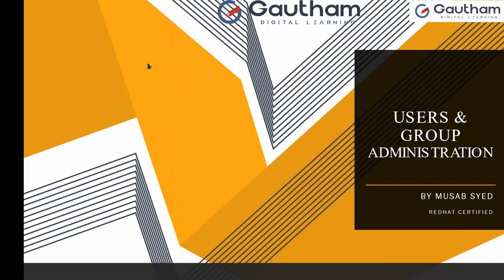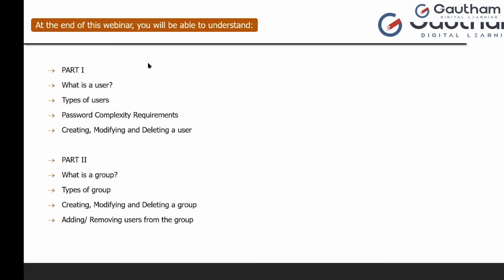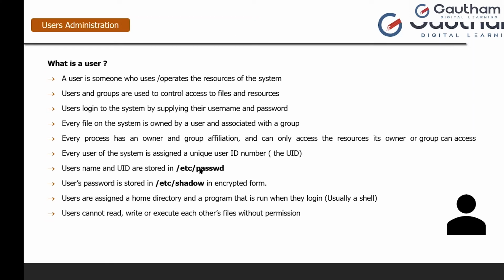Welcome again to this series, and in this series, we are now going to talk about another chapter, that is users and group administration, which is very important for any platform of Linux usage you are doing. Whether you are working for direct Linux administration or you might be using it with DevOps or any other platform, this concept is going to be very important. So in this chapter, we are going to talk about users, types of users, password complexity requirements, creating, modifying, and deleting a user. Then we are going to talk about what is a group, types of group, creating, modifying, and deleting a group, adding and removing users into the group. So let's start with that.